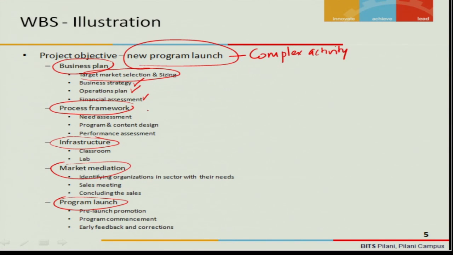Process framework, we need an assessment, we need to identify an assessment tool. Then we need to find a process for program and content design, and we need to get into the performance assessment tool. Let us look at infrastructure. We need to create classroom and we need to create a lab for the new program. If you take the classroom and if you get into the micro activity, what are all the micro activities that you will identify? One is that you need to identify the location where exactly you want to create it.